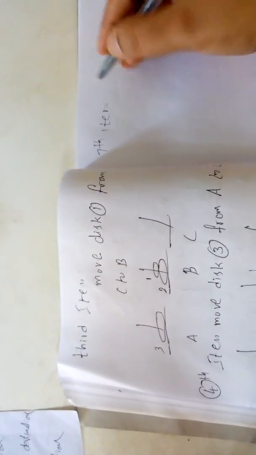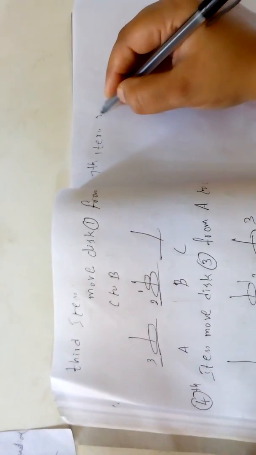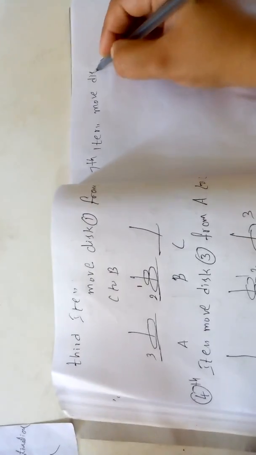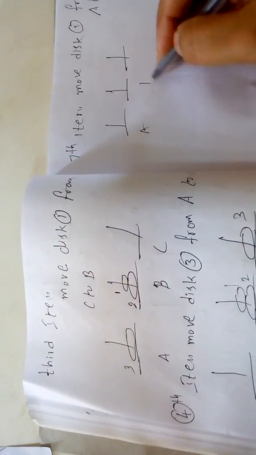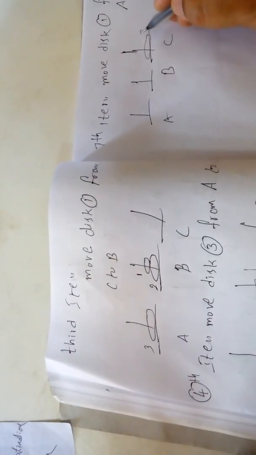Seventh iteration. In the seventh iteration, move disk 1 from A to C. Then the task will become A, B, C. On C we already have 3 and 2. Now we transfer 1 from A to C. So this is the last iteration. At the stage of the last iteration, finally we got the solution of the Tower of Hanoi.